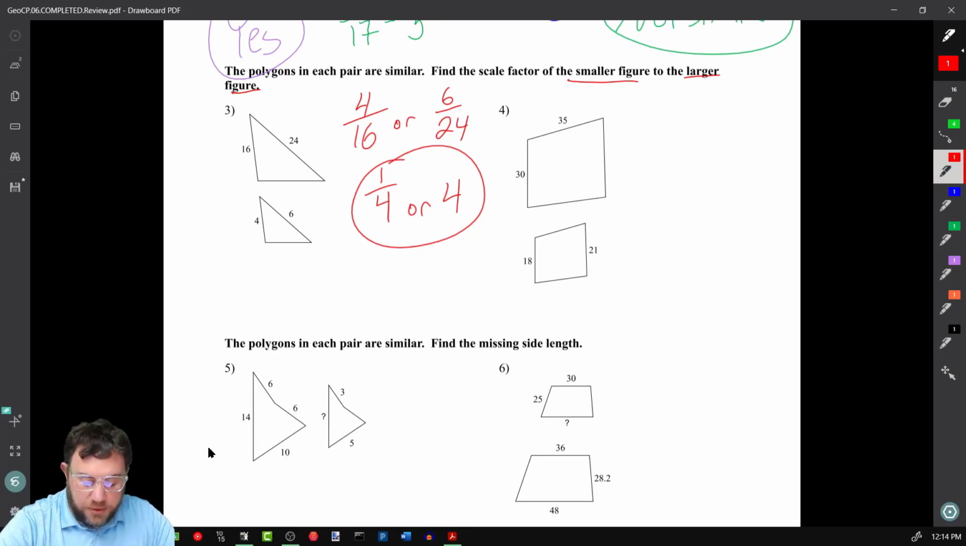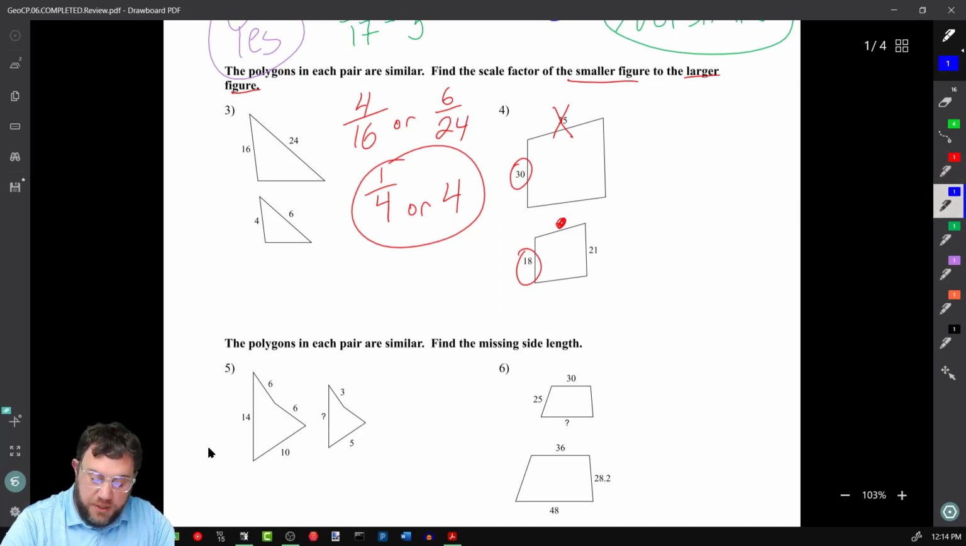On number 4, here we've got these two. We don't have anything that goes with the 35. We would need this side right here. So we can't use the 35. And we don't have anything that goes with the 21 because we would need that side. So we're stuck using the 30 and the 18. So let's do 18 over 30.